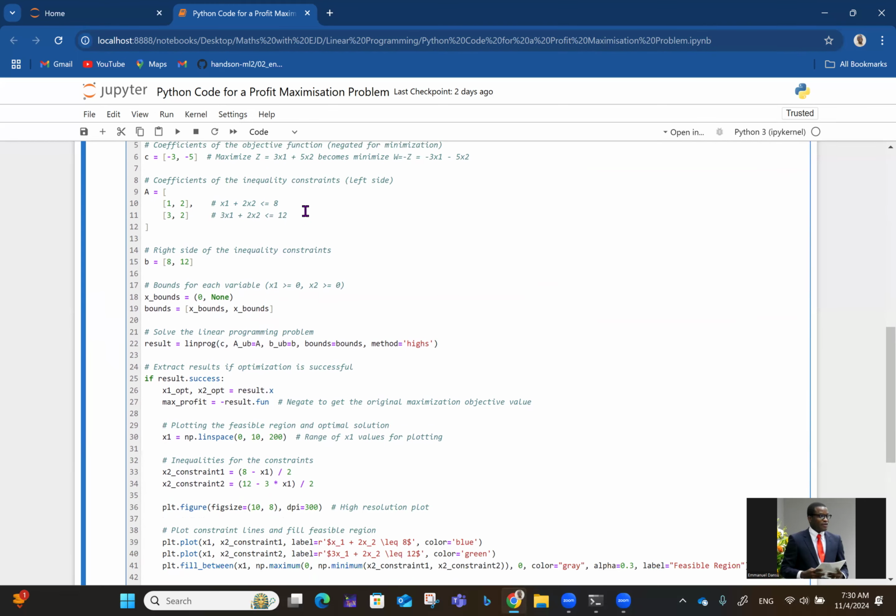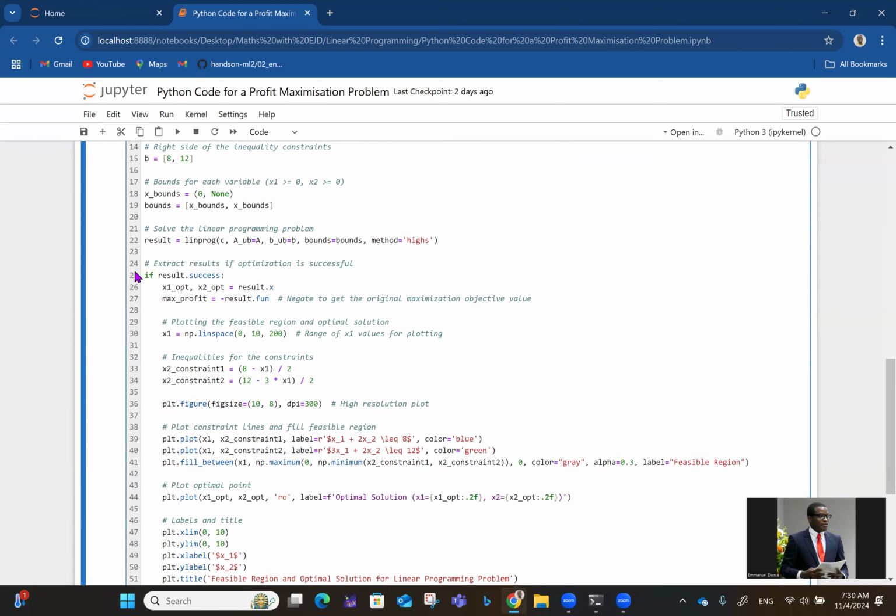And there you feed it with the objective function, you feed it with the A, and that A is actually A underscore UB, subject to the A underscore UB and B underscore UB, that's your B. And then you need the bounds, and the method you are using is the highs method right here. And then in line 24, you extract results if optimization is successful.